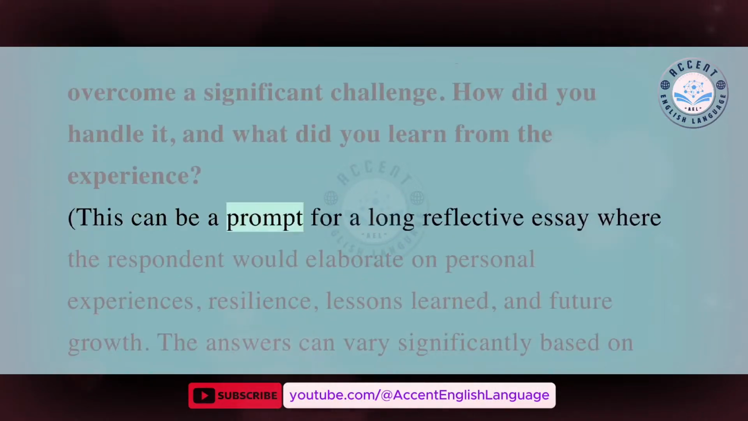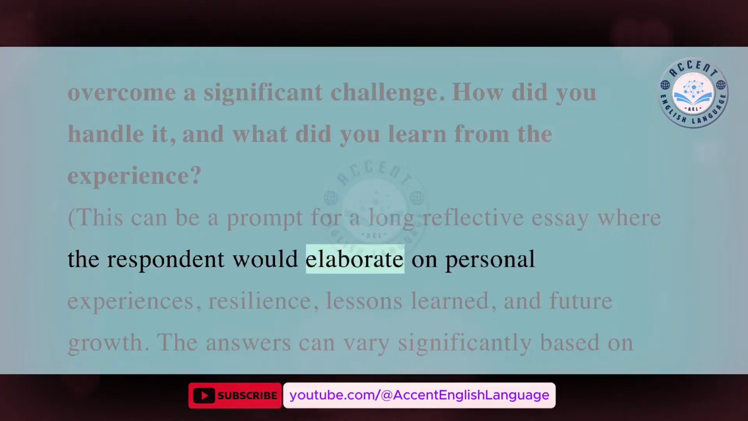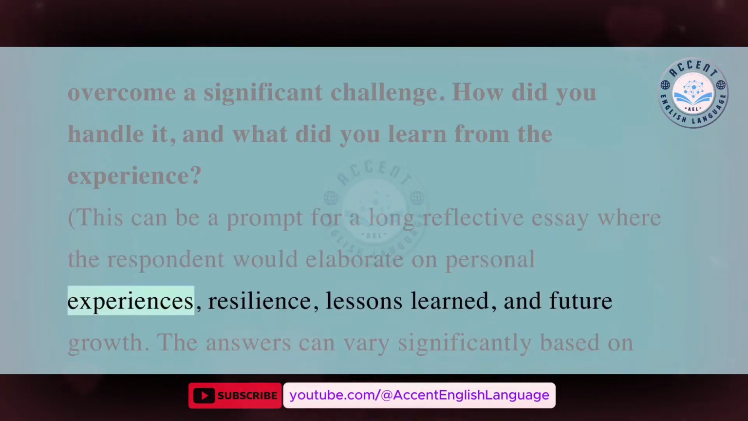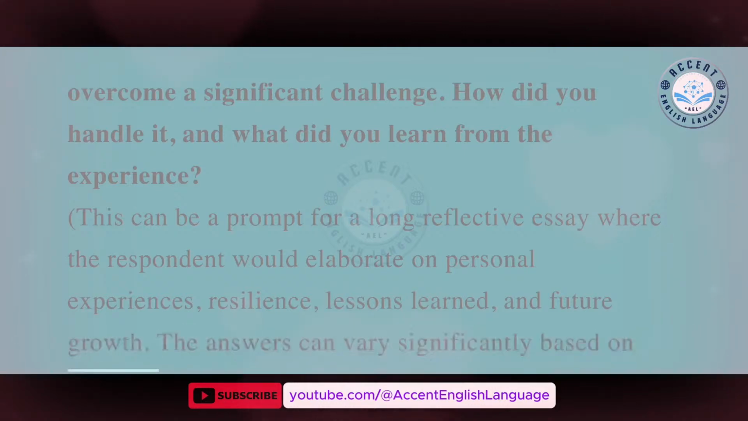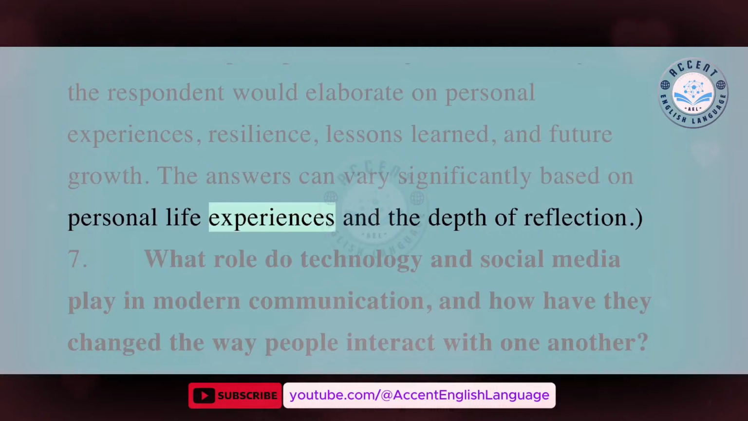This can be a prompt for a long reflective essay where the respondent would elaborate on personal experiences, resilience, lessons learned, and future growth. The answers can vary significantly based on personal life experiences and the depth of reflection.